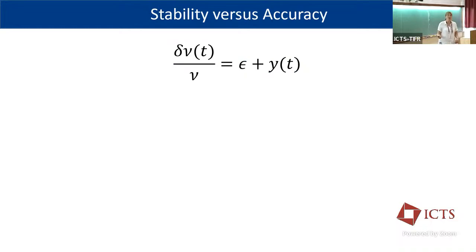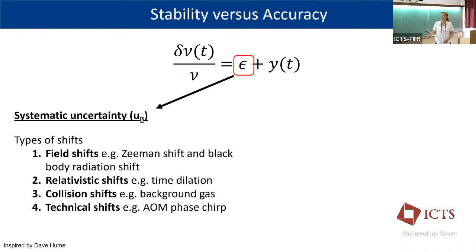And let's have a look at the systematics that clocks have. So I think this has been extensively discussed by Fritz Riehle. But let's just look at the systematic uncertainty UB. So what are the typical shifts in atomic clocks? You have field shifts like the Zeeman shift, the AC Stark shift. You have relativistic shifts, time dilation, first and second order, collisional shifts from the background gas, giving you a phase shift, and technical shifts like the AOM phase chirps, index of refraction that is changing.